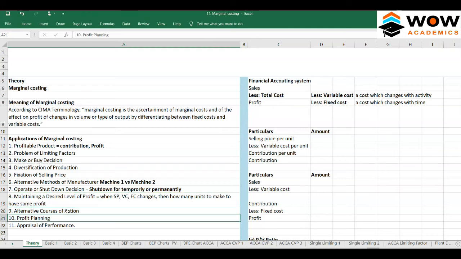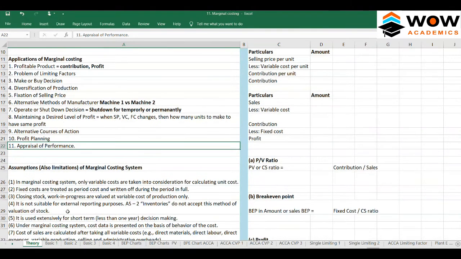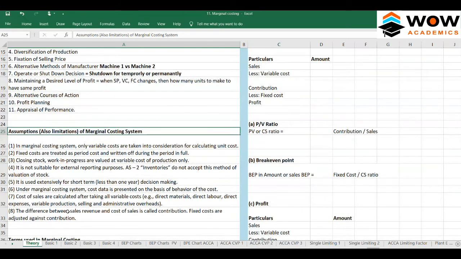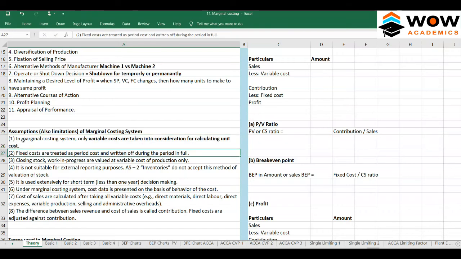Alternative courses of action, profit planning, and appraisal of performance. So it has a wide range of applications here, and also there are certain assumptions which are made in marginal costing. So we'll just look at the assumptions made. In a marginal costing system, only variable costs are taken into consideration for calculating unit cost. So the variable cost number is a very important number. Fixed cost is not such an important number in marginal costing. Fixed costs are period costs and are written off over the period. So usually fixed cost is not such an important number.